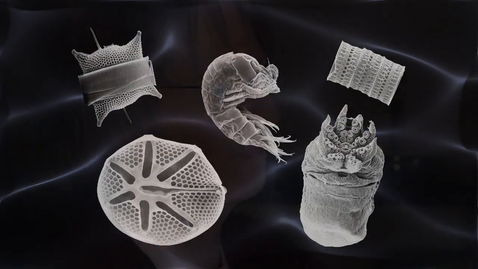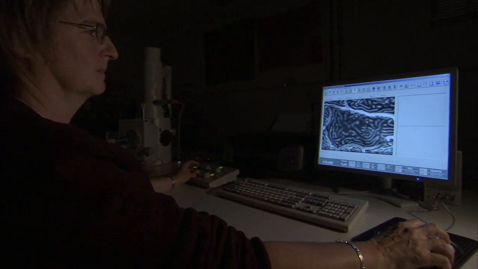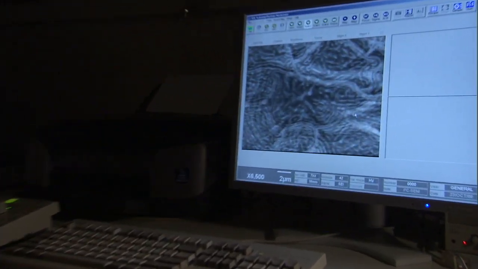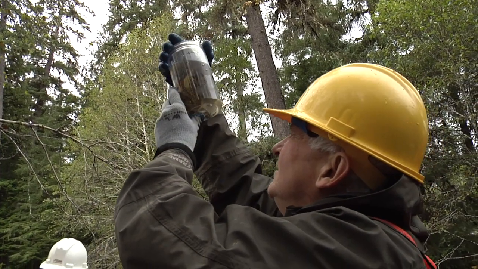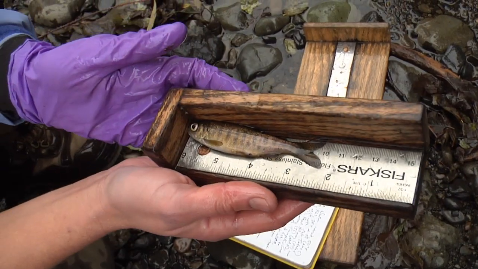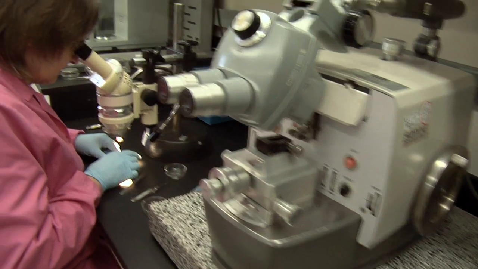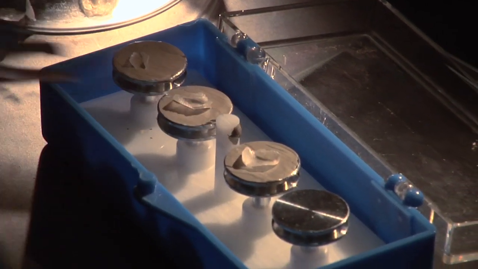Carla Stehr at NOAA's Northwest Fisheries Science Center spends her days peering into this world, using a scanning electron microscope to view the sea unseen. I work with a large group of people that looks at effects of contaminants on fish, and we do a lot of different things to do that, and my specialty is using light and electron microscopes to look at effects of contaminants, especially on the level of the cell.